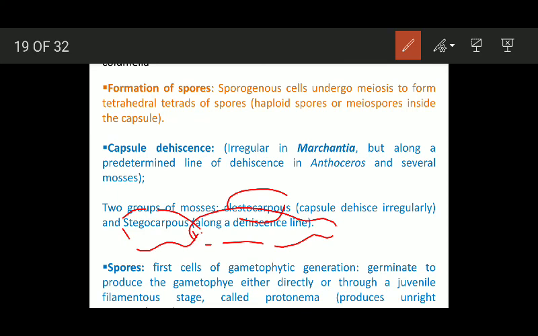Now, the capsule is dehisced, the spores are liberated. What are these spores and what is the function of these spores? The spores represent the first cells of gametophytic generation. They germinate to produce the gametophyte either directly or through a juvenile filamentous stage which is known as protonema. In case of mosses, you will find that the spore germinates and forms a filamentous stage which is known as protonema, and this protonema produces upright gametophores.